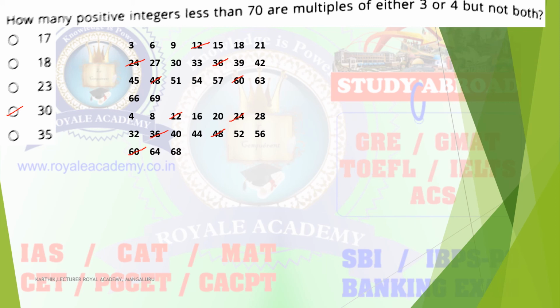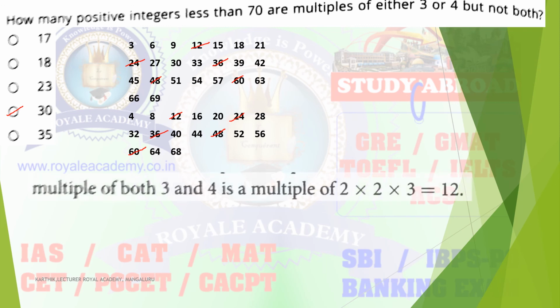After eliminating the common numbers in the multiplication of 3 as well as 4, you just count and you will get the exact number. That is nothing but 30. 30 is the exact number. The multiplication of 3 and 4, that is 12, is a common multiple in both 3 as well as 4. You can easily eliminate it and find the answer. So option D is the correct answer for this question. I hope all of you understood.